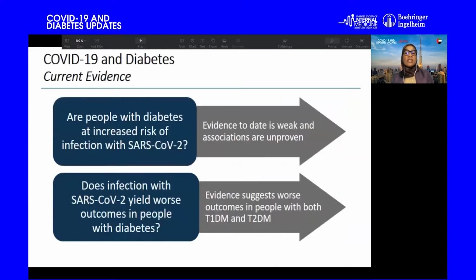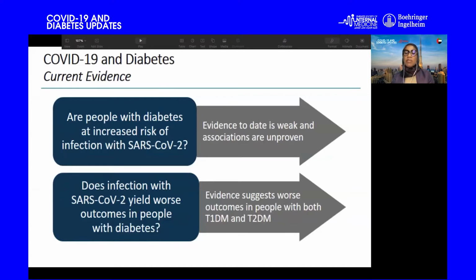So the first few questions that we asked were, are people with diabetes at an increased risk of infection with the SARS-CoV-2 infection? And we know that the evidence to date is quite weak and the associations really have not been proven. The second question is, does infection with COVID-19 yield a worse outcome in people with diabetes?